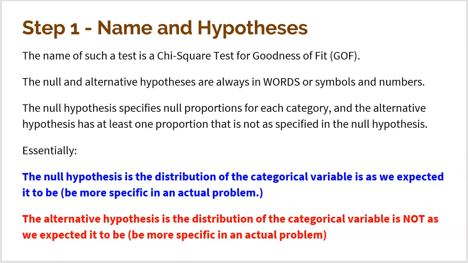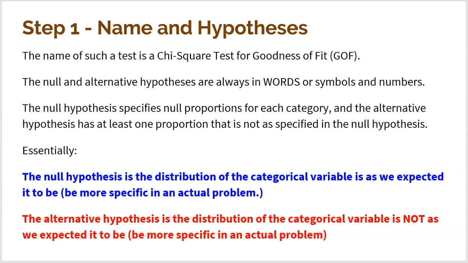So essentially it's this. The null hypothesis is the distribution of the categorical variable is as we expected it to be. I'll show you that in the eye color example we're working with in a second. The alternative hypothesis is that the distribution of the categorical variable is not as we expected it to be, because that's what we're trying to see. We're trying to see, is the data no longer valid? Is the distribution that we said no longer valid?